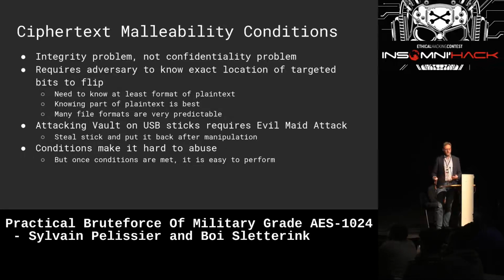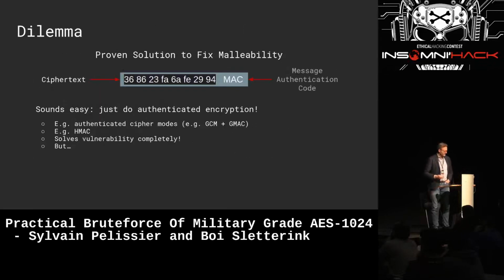And these conditions actually make it relatively hard to abuse, especially the part where it says that you need to know the plaintext. However, if you do, for example, if someone would have a Windows executable in the vault, and someone else, the attacker, knows exactly what executable it is, the attacker can replace that executable with any other executable of at most the same size. And by the way, making it smaller is also easy because you just chop off the bytes that you don't need. So it is hard to abuse, but if the conditions are met, it is relatively easy to do.